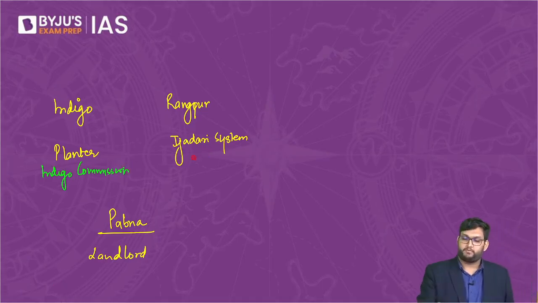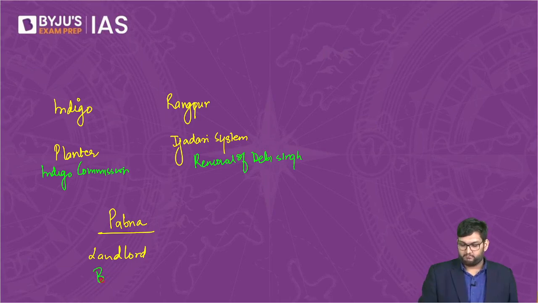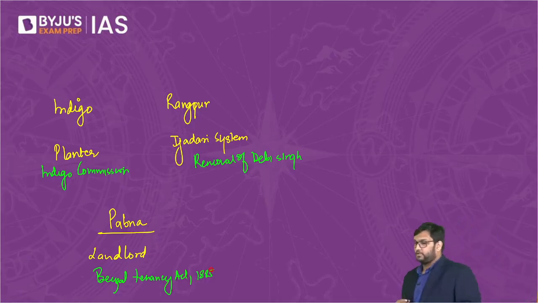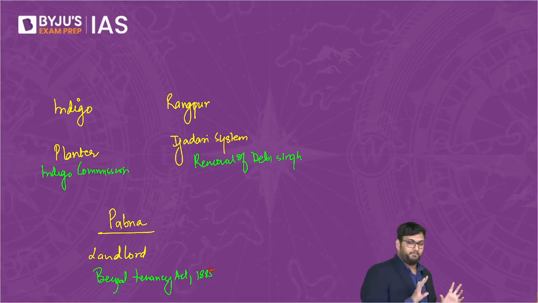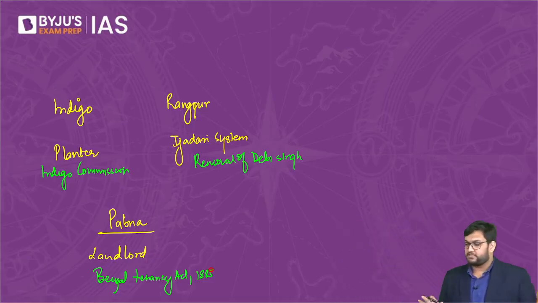Outcome here is removal of Debi Singh. And here it is Bengal Tenancy Act 1885. Any issue till this point? Anybody? Come on. Last major discussion like this. Thereafter, it's easy. Okay.